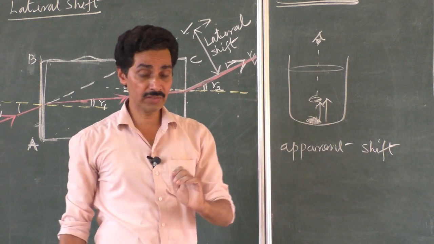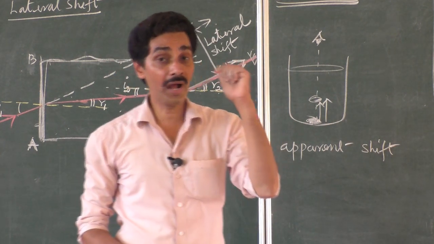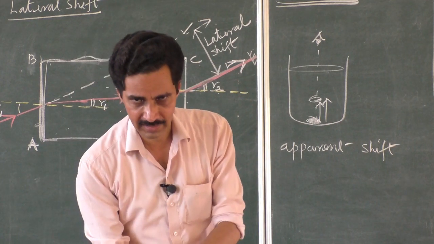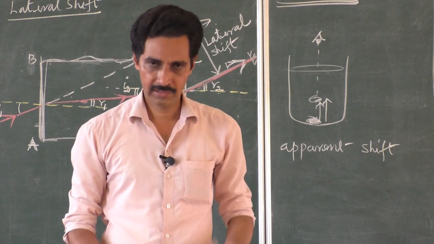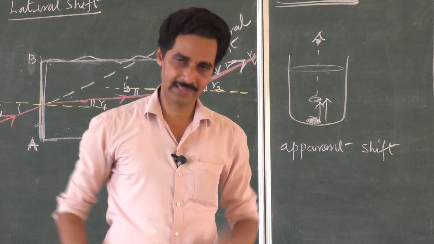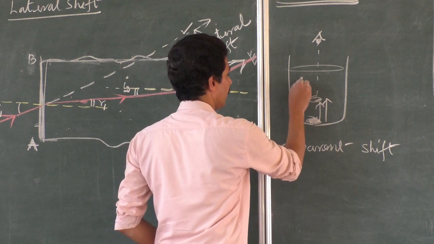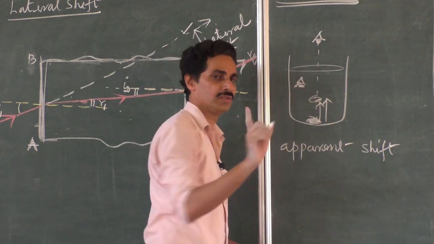So if you look into the bottom of the swimming pool, it appears to be shifted upwards when you are in air and when the bottom is inside water. Jump into the swimming pool, try to look into the bottom. It appears to be in the same place where it is, because you are observing it from the same medium. So if you observe the coin from the same medium, there is no shift.